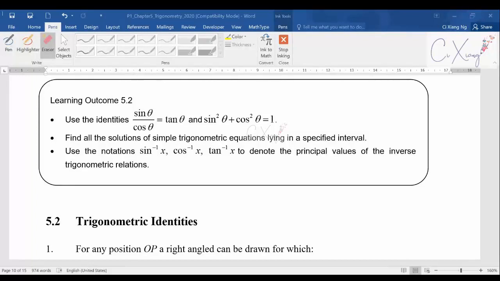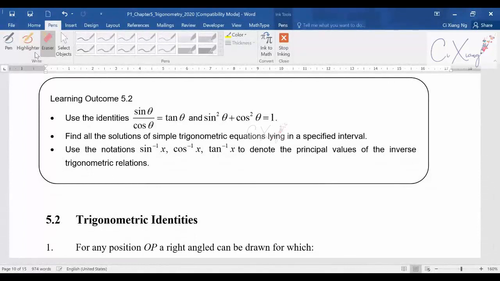So after learning the graphs for all the trigo functions, like sine, cos, and tangent, in this video we are going to discuss how to apply the trigonometry identities. The learning outcome for this video is that in the AS level syllabus, they only include two basic identities, which are tangent equals sine over cos, and sine square plus cos square equals 1. So for today, we are going to focus on these.